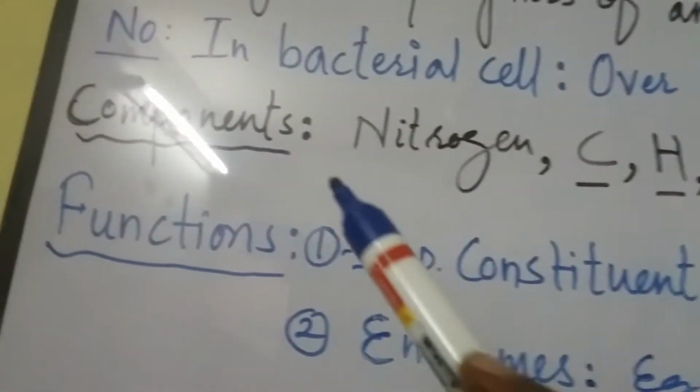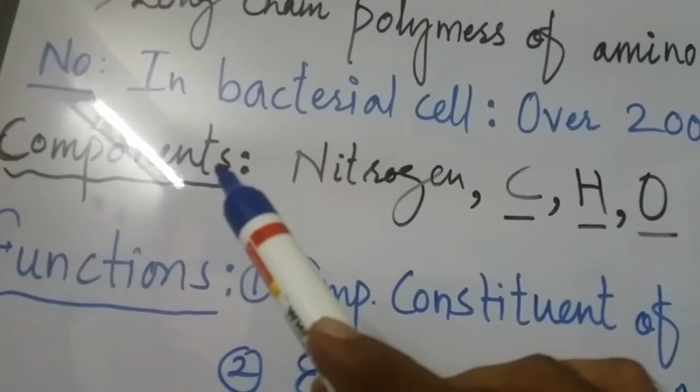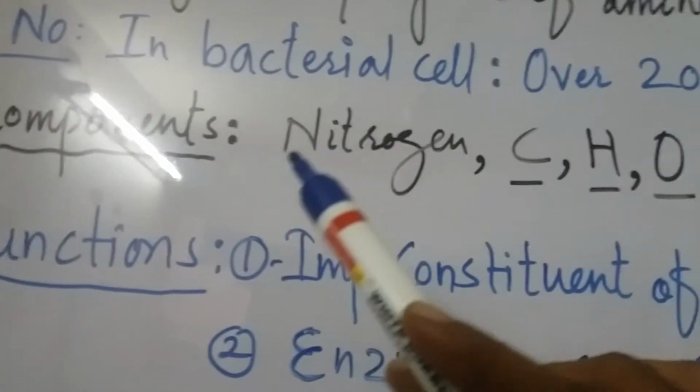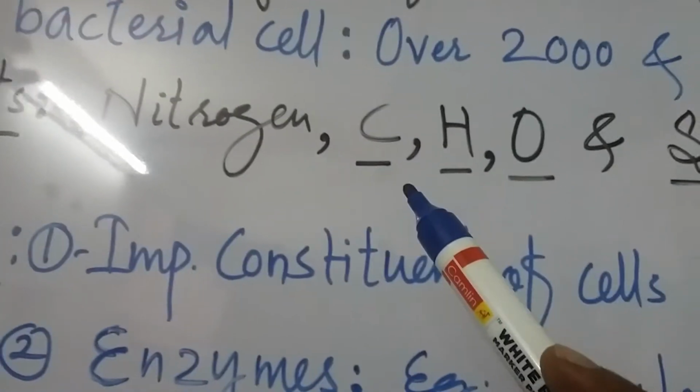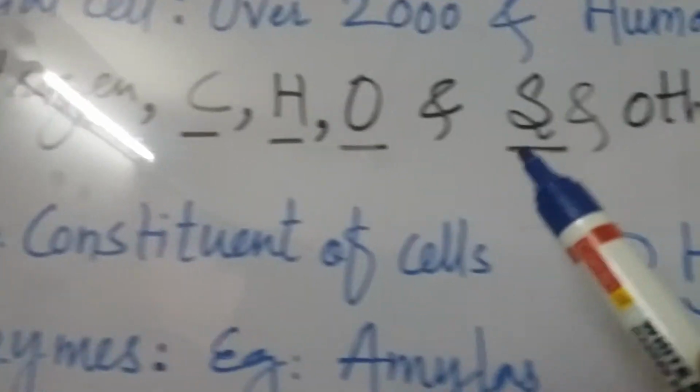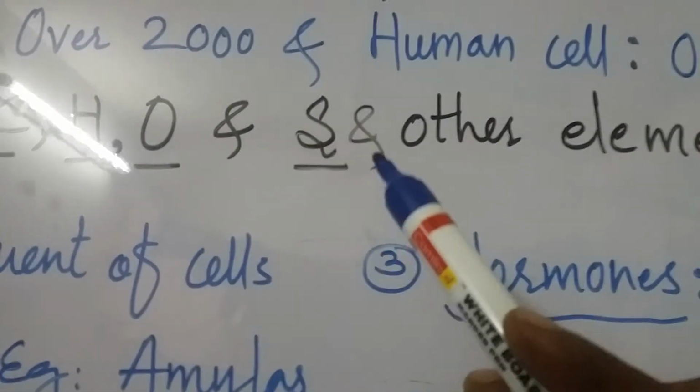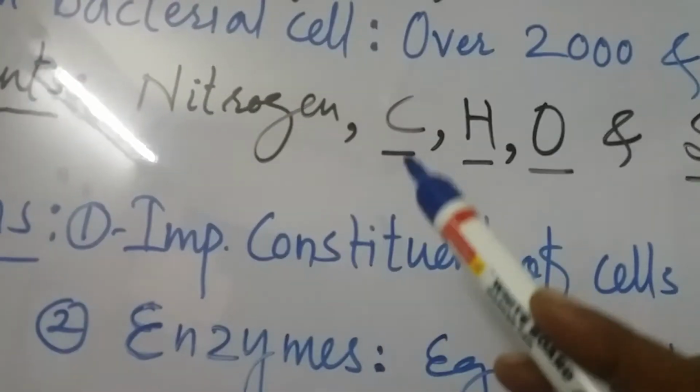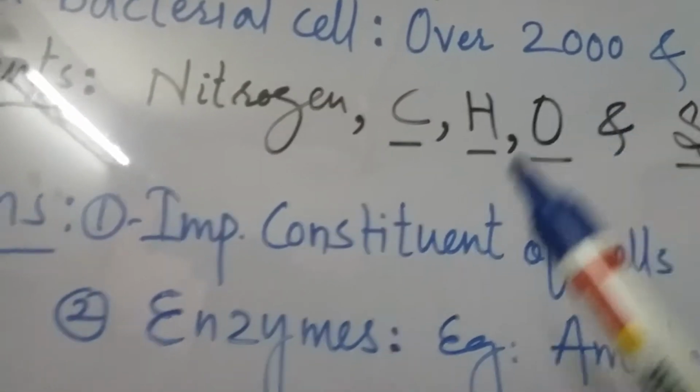What are the components present in the structure of the protein? All proteins consist of nitrogen in addition to carbon, hydrogen and oxygen, while some other proteins also contain sulfur and other elements in addition to nitrogen, carbon, hydrogen and oxygen.